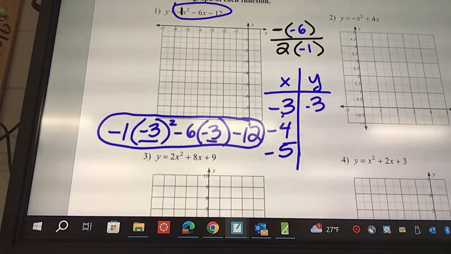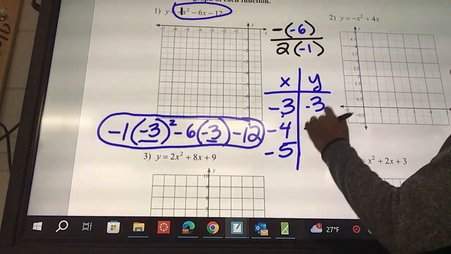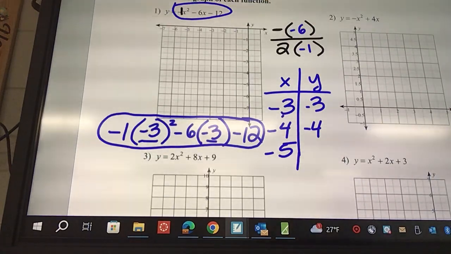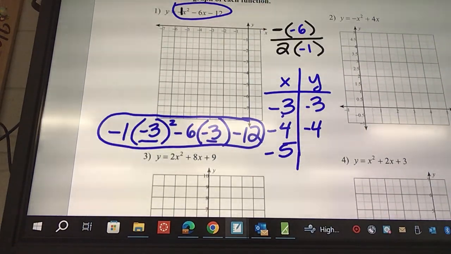Okay, what did you guys get? -4. Okay, now go back through and click delete, and you're going to put a -5 this time. Okay, so if you don't erase on the calculator, it's not that bad.